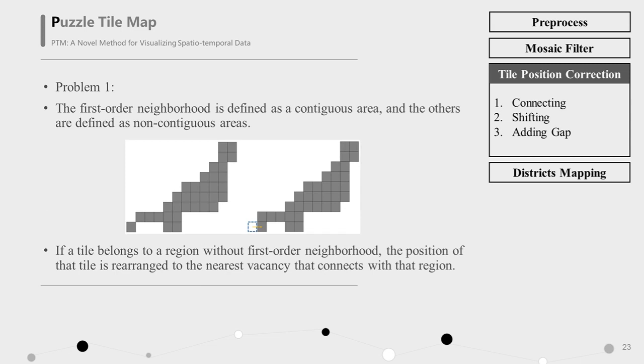To make sure all tiles have correct connection, first order neighborhood is used to define a continuous area, and the others are defined as non-continuous area. If a tile belongs to a region without first order neighborhood, the position of that tile is rearranged to the nearest vacancy that is connected with that region.